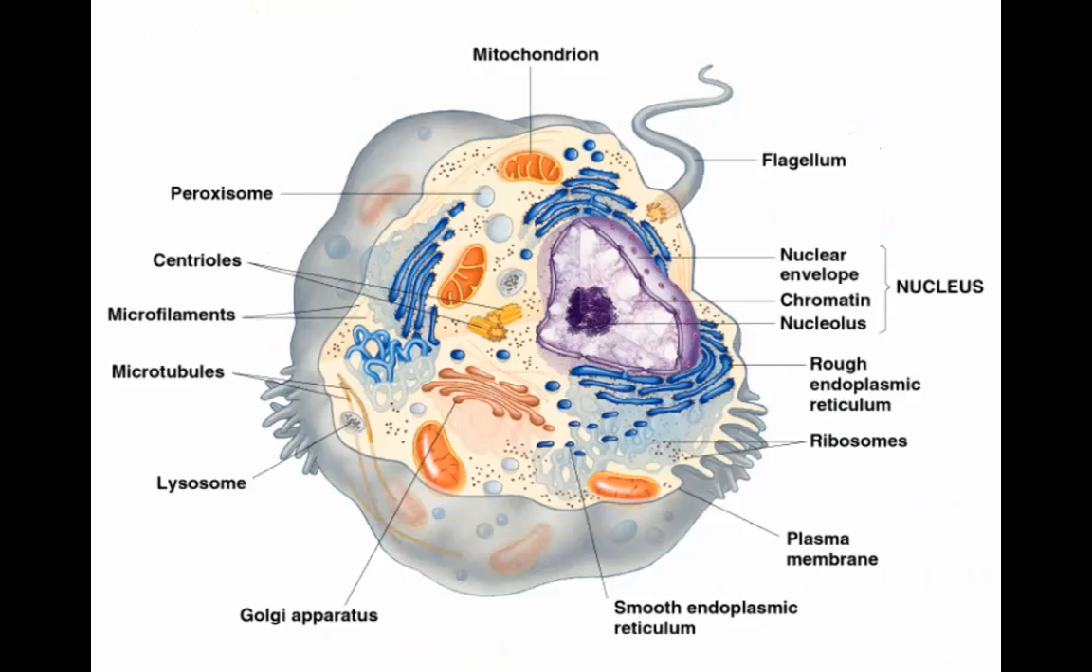Then we have our two eukaryotic types of cells. This first one is going to be an animal cell. Go ahead and look for those same pieces here. I can see the plasma membrane. I can see the ribosomes. And I don't think they've labeled it, but you've got your cytoplasm in there as well as a whole bunch of other organelles that we'll talk about next class.